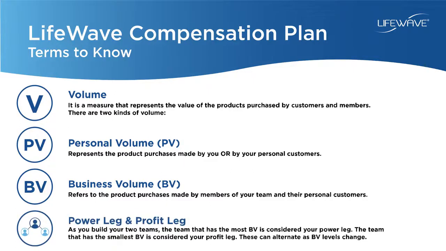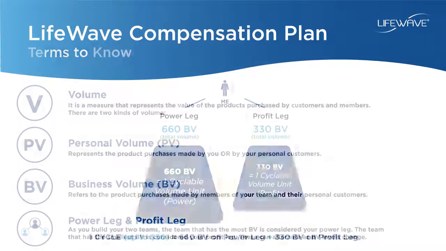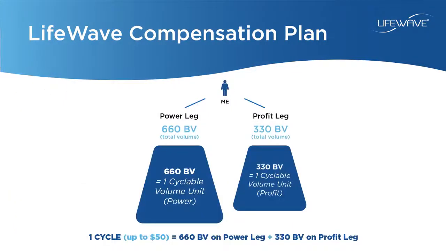You also need to know the terms power leg and profit leg. Those refer to the 2 different teams within your organization that you'll be building with. The power leg is simply the team that has the most volume. The profit leg is the team with the least amount of volume. And the interesting thing is, as you're building your team, those can switch. So if one team starts out as your power leg, it may not always be your power leg. But each week, as you're determining how much you can cycle, or how much cyclable volume you'll have, that's an important thing to understand, the power and the profit leg.